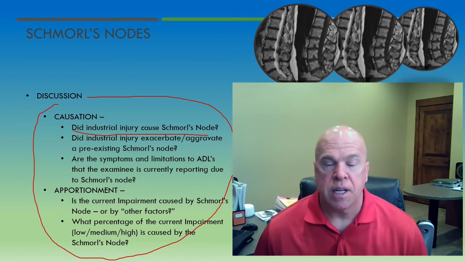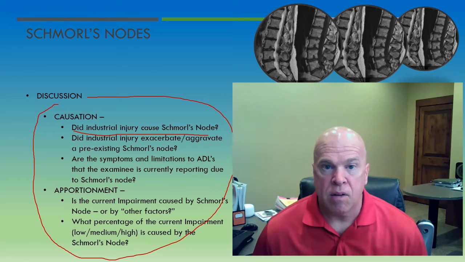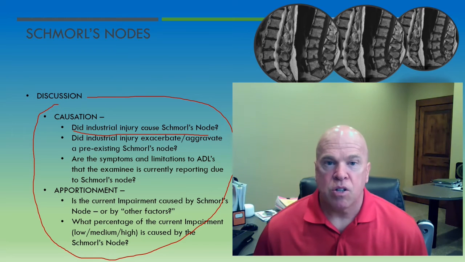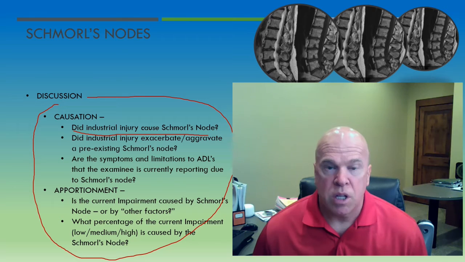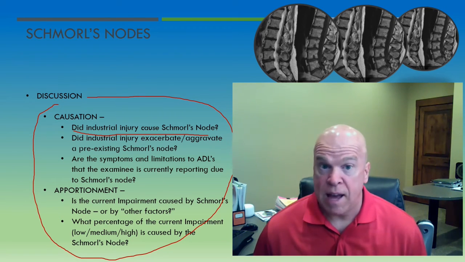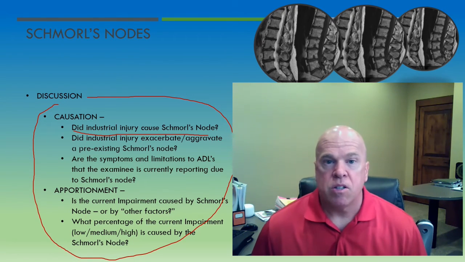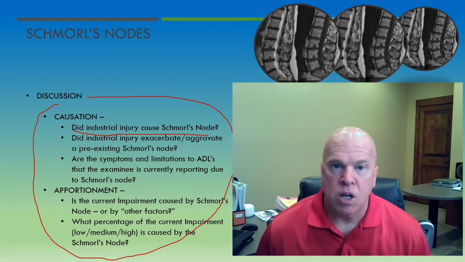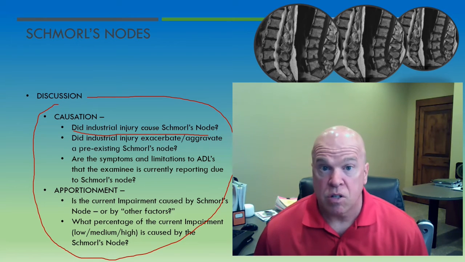What about examinees who are permanent and stationary and who have a permanent impairment rating for some loss of function of the spine? Your apportionment determination is going to have to tell the parties what percent of the permanent impairment is due to the industrial injury, and what percent of the permanent impairment is due to other factors such as a Schmorl's node. So some of the things that you're going to have to answer include, is the current impairment caused by the Schmorl's node, or is it caused by other factors such as the industrial injury?